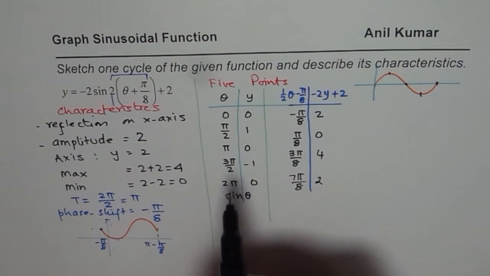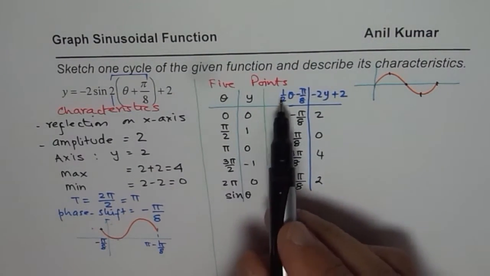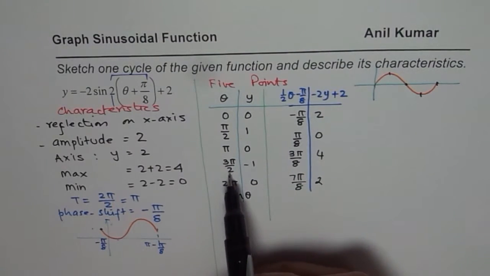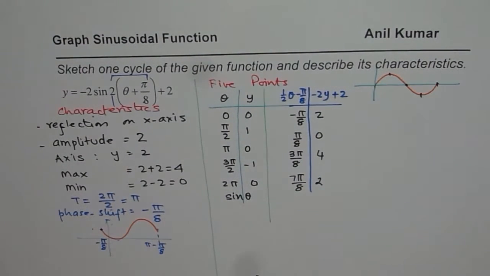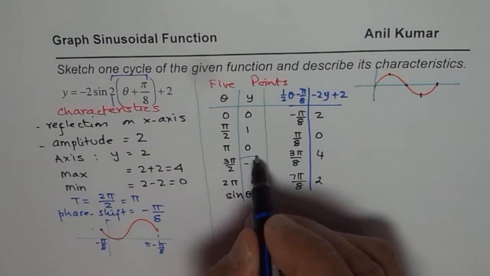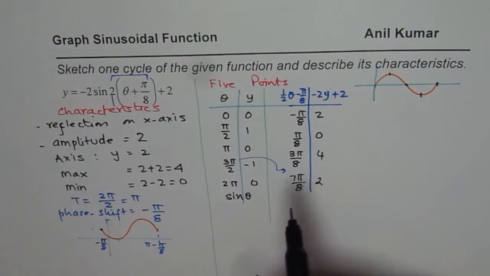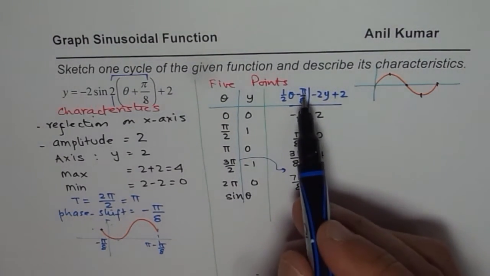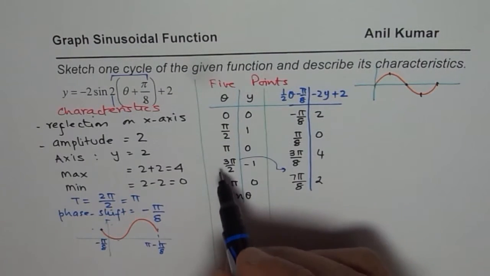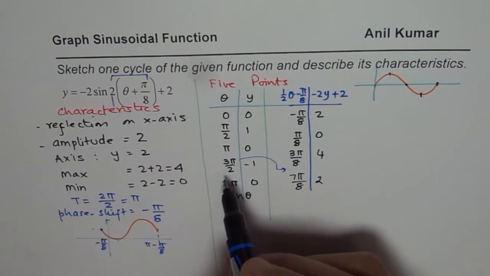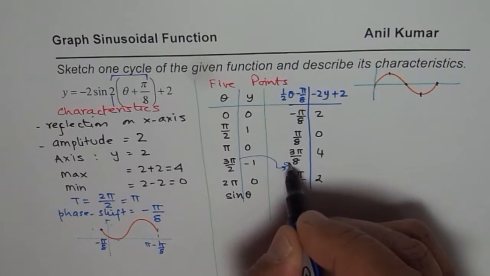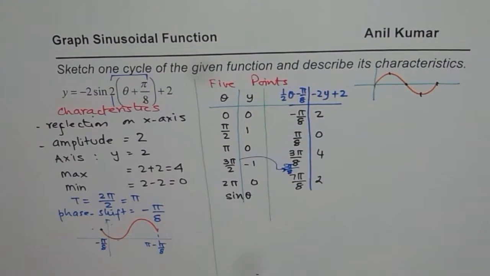So let's squeeze in 3 pi by 2 now. Half of that is 3 pi by 4. So that is what I'm going to squeeze here. We missed this value. Right, so we have 3 pi by 4 minus pi by 8. 3 pi by 4 is 6 pi by 8. That is 5 pi by 8, right? So 5 pi by 8.